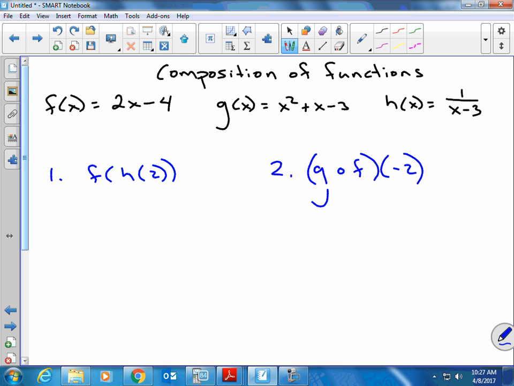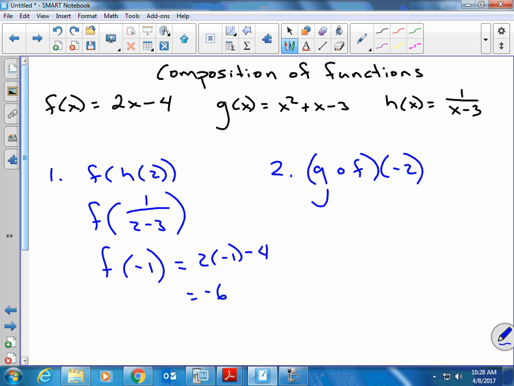This says find h of 2 and put the answer into f. So h of 2 means 1 over 2 minus 3. Oh, this one came out to be negative 1 also. 2 minus 3 is a negative 1. 1 divided by negative 1 is a negative 1. F of negative 1, we already did before. This one also happens to be a negative 6. That is not normal. Okay, that was just a coincidence. So don't think it's always going to end up with a negative 1.